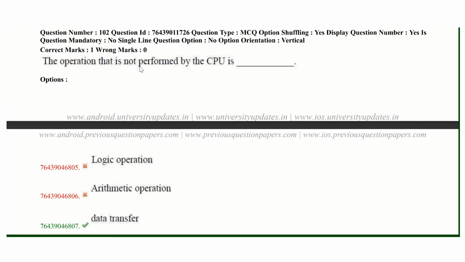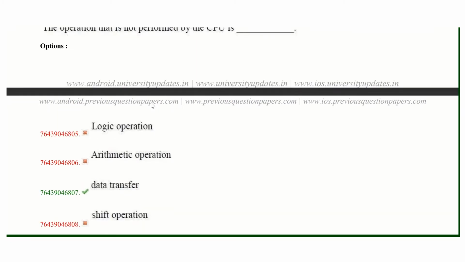The operation that is not performed by CPU is... Logical operation is performed by CPU. It means ALU performs arithmetic operation, and shift operation is performed by CPU. But data transfer is not performed by CPU. It is performed by the DMA controller. Data transfer is done by the DMA controller only. DMA means direct memory access.